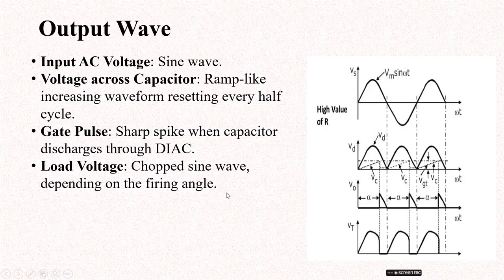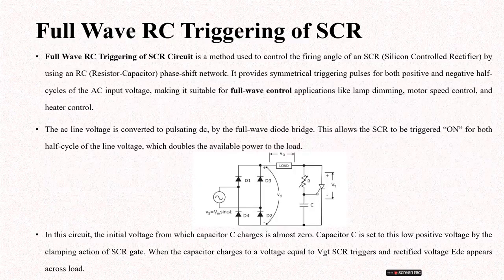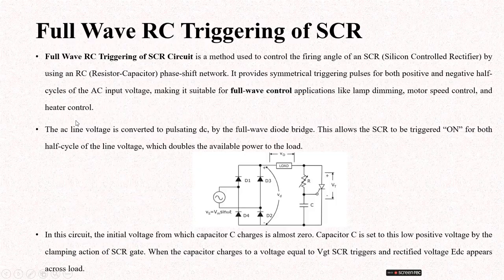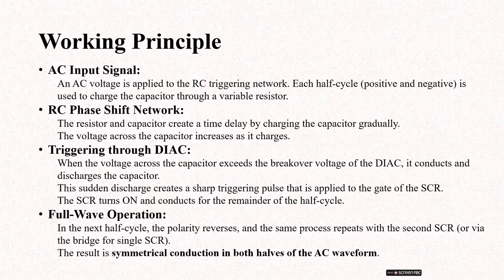I hope you understood how this thyristor is operated. Here we get the diode voltage, and this diode voltage is given to the thyristor for triggering purpose. Understood? So this is the working principle of full wave RC triggering using SCR. The AC input signal is provided, and AC voltage is applied to the RC triggering network. Each half cycle, positive and negative, is used to charge the capacitor through a variable resistor.